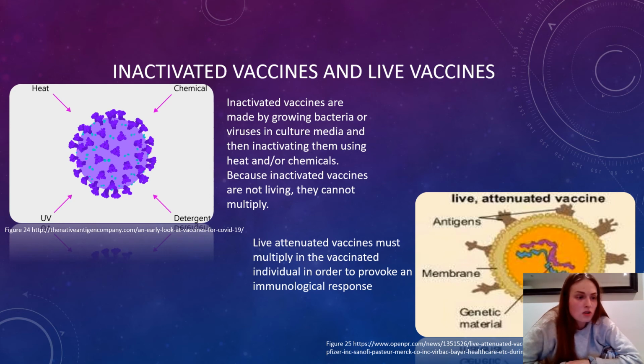Inactivated vaccines are made by growing bacteria or viruses in culture media and then inactivating them using heat or chemicals. Because inactive vaccines are not living, they cannot multiply. As a result, these vaccinations cannot induce illness through infection. Inactivated vaccines tend to require multiple doses, so this means the first dose will not produce protective immunity. A protective immunity response develops after the second or even third dose.